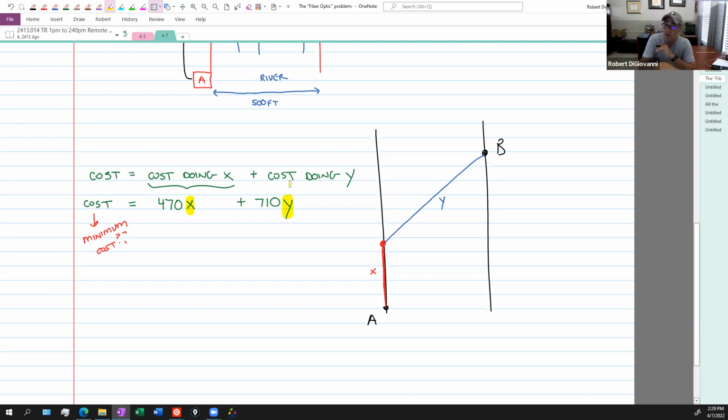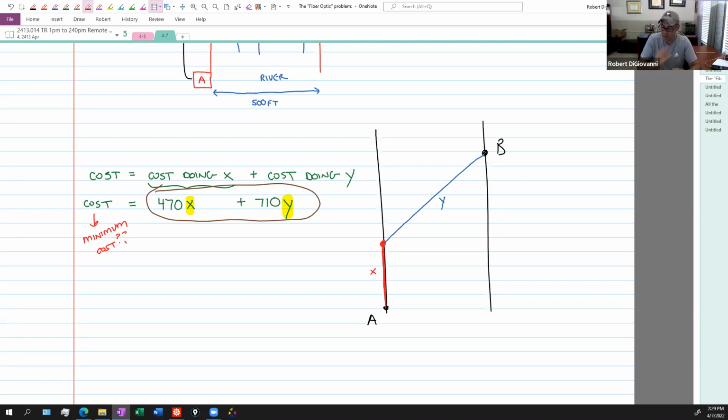If this was all in terms of x, right? Imagine that this whole right side had nothing but x's in it. Then couldn't I use the method of today? Couldn't I take the derivative of the right-hand side and then set it equal to 0 and then do all that with it, right? But I've got x and y.